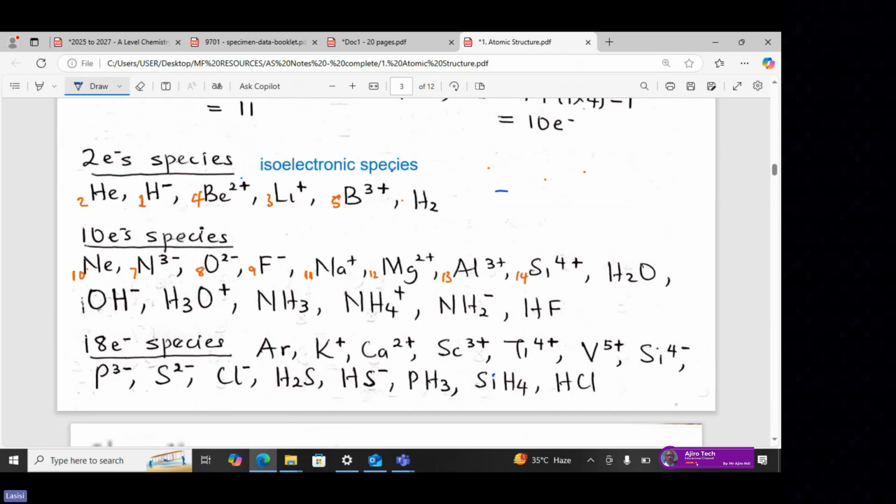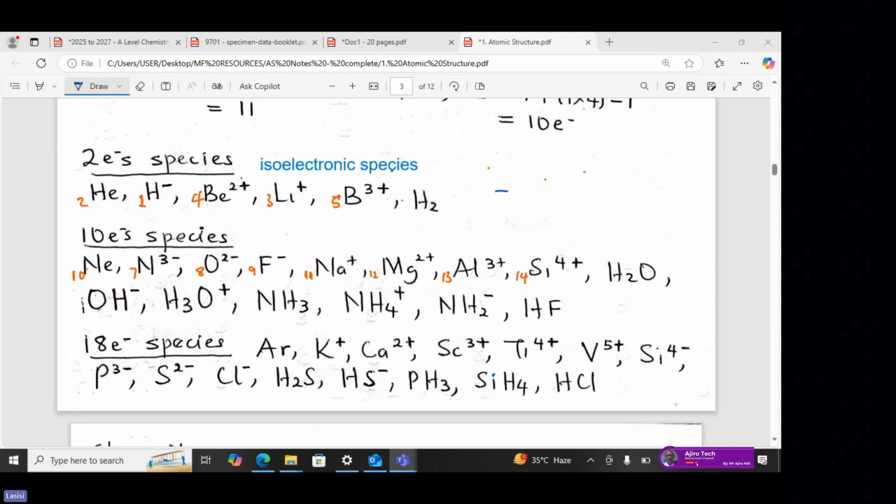10 electron species. Neon is number 10, 10 electrons. Nitrogen is number 7, you gain 3, making 10. Oxygen is 8, gain 2, making 10. Fluorine is 9, gaining 1, making 10. Sodium is 11, lost 1, 10. Magnesium 12, lost 2. Up to silicon 14, lost 2. Is that okay? Now look at this other one.